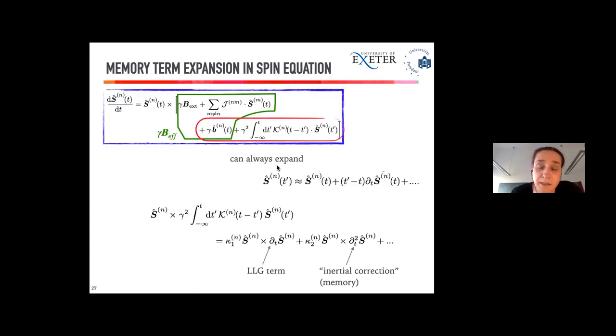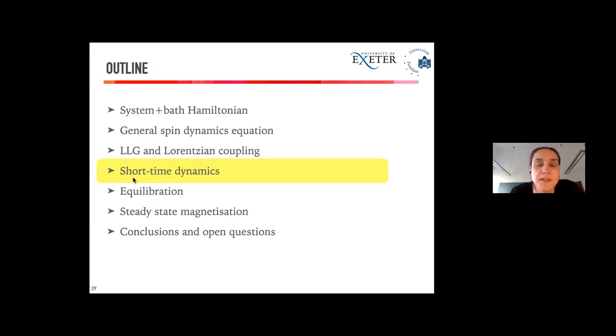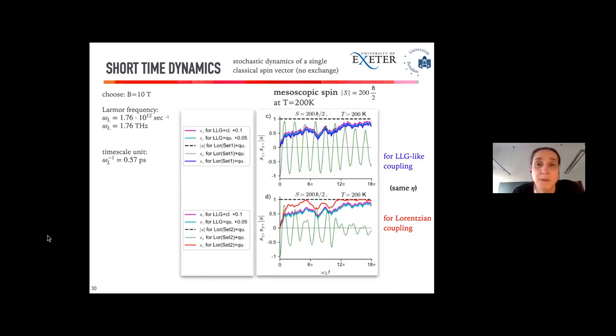So here's some short time dynamics pictures. They're very simple pictures. Actually, in terms of complexity, they're a little bit complex, but what they show is simple. They show the short time dynamics of a single classical spin vector, okay? Just a single spin vector, no exchange, nothing.